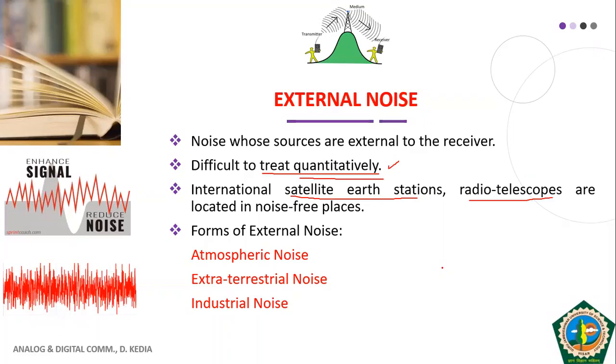There are mainly three types of external noise. One is atmospheric noise, second is extraterrestrial noise, and third is industrial noise. From the names themselves, you must be able to guess the kind of external noise we have, but there are a few things you may not know beforehand, and we need to discuss those with respect to external noise. So first, let us discuss what atmospheric noise is.